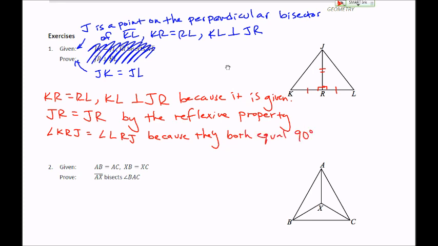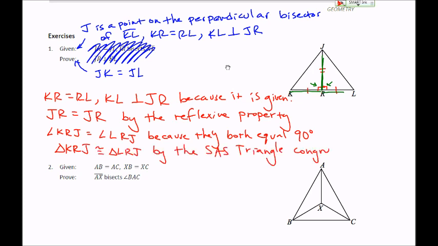And now hopefully you can see that we have a side, an angle, and a side in both triangles. Now using the side-angle-side triangle congruence criteria, we know that these two triangles must be congruent. Because these triangles are congruent, I know all the corresponding sides and all the corresponding angles must be congruent. Specifically, JK must be equal or congruent to JL, meaning that point J is equidistant from point K and point L, which is what we were asked to prove in the standard.